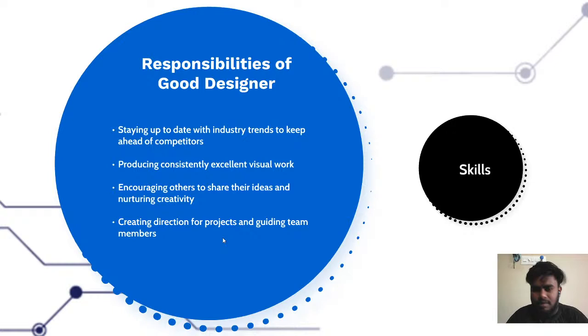So the second point is producing consistently. Why have I drafted this point? Excellent visual work should be that efficient and that excellent. Okay, so then only your design will rule the place. Many people can create many designs, but if your design is excellent, then you should want to develop that in a consistent manner. So that is the second point.